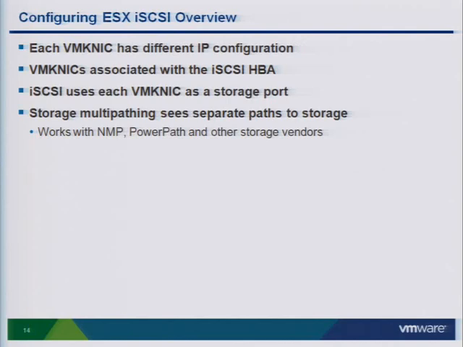Once you've set up the VMKNICs, the piece that you need to do in the CLI is actually associating those VMKNICs with the iSCSI vmhba. If you don't do this, even if you configure the VMKNICs, you will not have iSCSI multipathing set up.